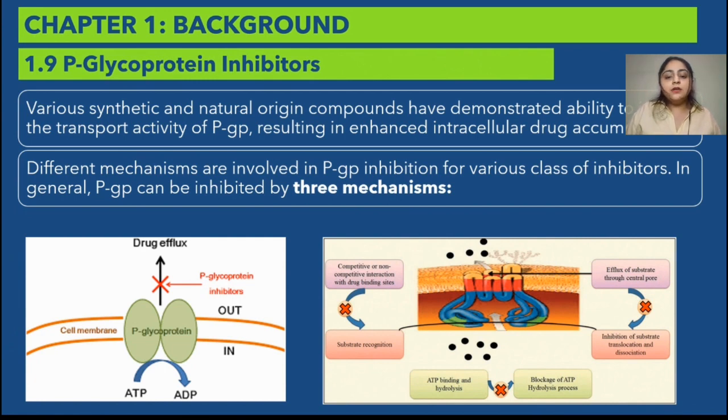So how do PGP inhibitors work? There are mainly three mechanisms. The first is a competitive or non-competitive mechanism. The second is binding with the ATP, and the third is inhibition of efflux of substrate through the central pore. So inhibition of substrate. Okay.